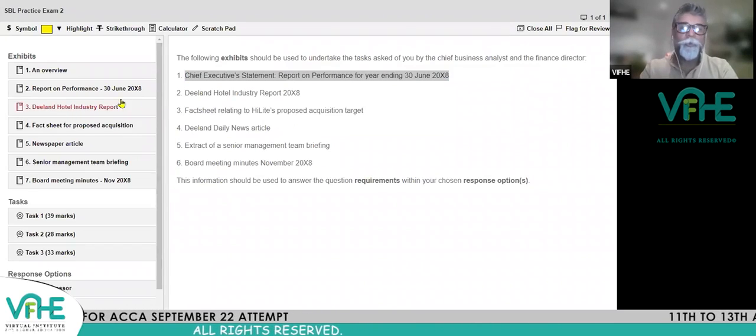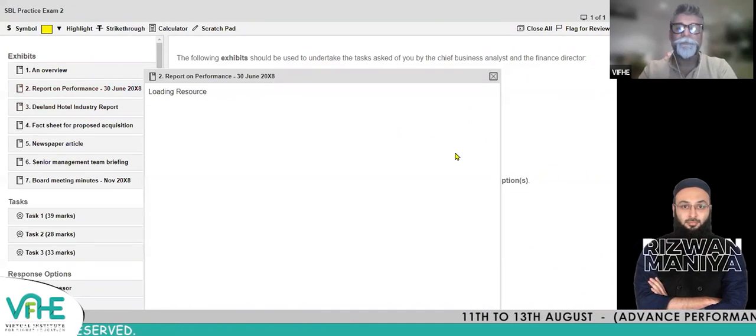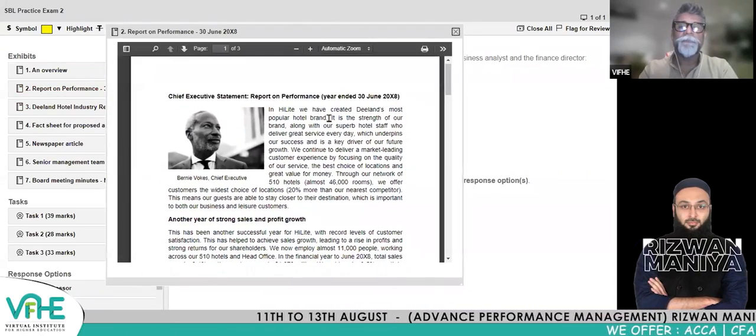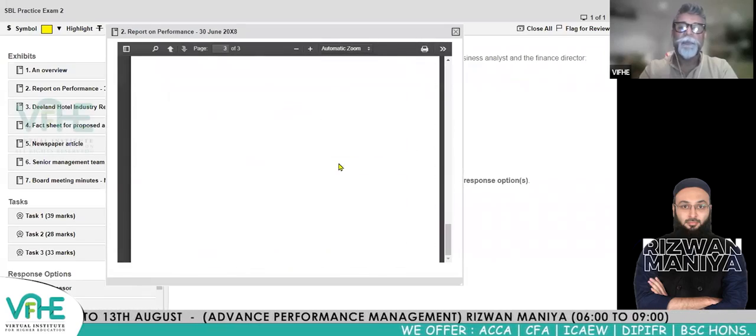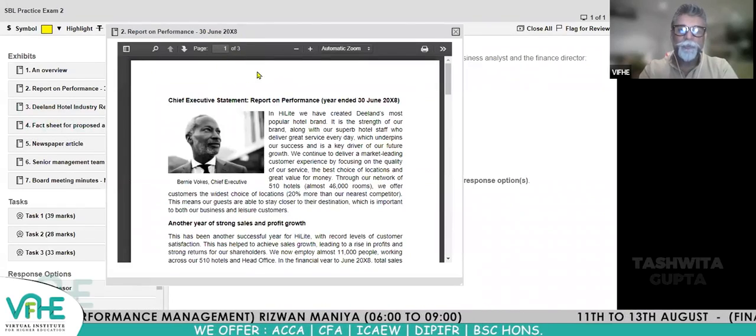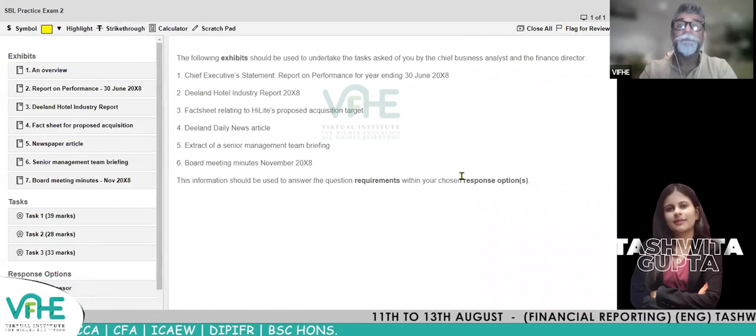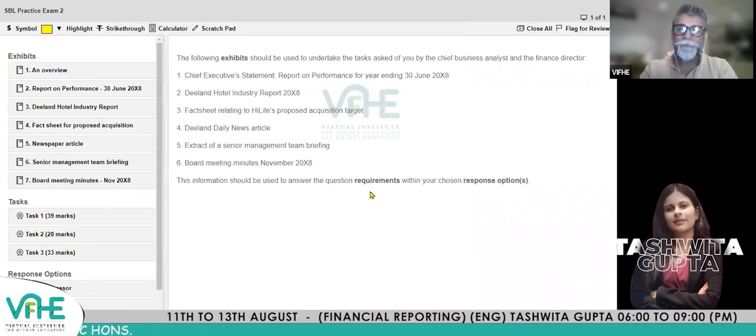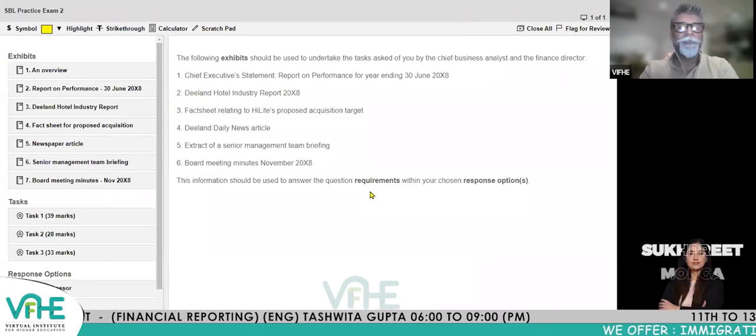Okay, if we are not sure, let's look at the size. Can we judge from the size? Let's open this exhibit. Can you tell me the number of pages? 3 pages. It's also written here, page 1 of 3. It's a 3-page exhibit, chief executive statement. What do you think? Is it clear, right? 1:many. Very clear. Anything chief executive, annual report, performance reports.